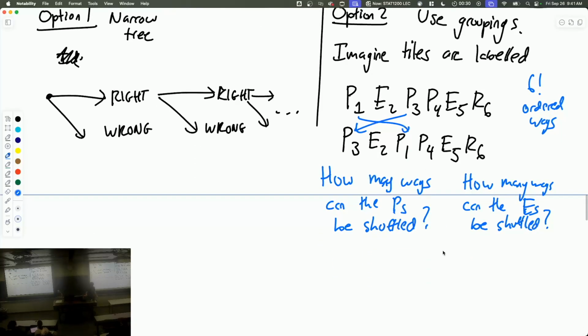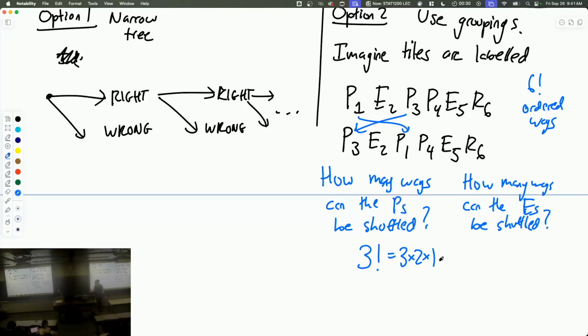So how many ways can the P's be shuffled? There are 3 P's, and you can shuffle the 3 P's around in any order. That is 3 factorial ways, also known as 3 times 2 times 1. Right? Which letter is going to go first? There are 3 choices. It could be the 1, the 3, or the 4. And then once you have decided who goes first, there's 2 choices for who goes second. There's 2 tiles left. Choose one of them to go there. And then the last one is forced. So 3 times 2 times 1.